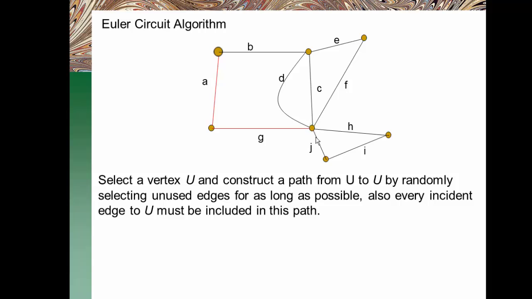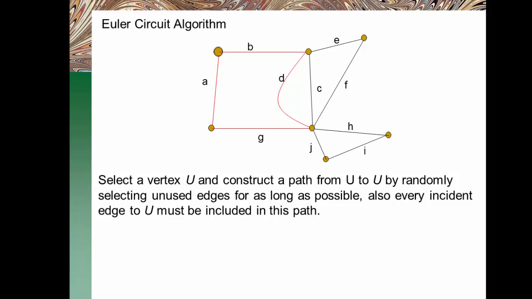At this vertex, suppose we're going to choose edge D. Edge D then leads us to this vertex. At this vertex, I could go through E, or C, or B. Suppose that for some reason, or randomly, we chose B. Now we are back to the original vertex. At this point, there is nowhere to go. We already used all the incident edges to this vertex.